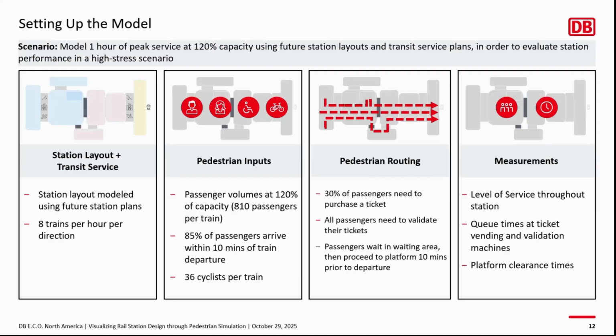Next, looking at the pedestrian routing consideration. One of the factors that we needed to consider was that 30% of passengers were assumed to need to purchase a ticket once they reach the station. All passengers need to validate their tickets before proceeding to the platform. And then there's also a waiting area that we needed to model where passengers would wait before proceeding to the platform. And again, measurements that we wanted to look at included level of service, queue times, and platform clearance times.